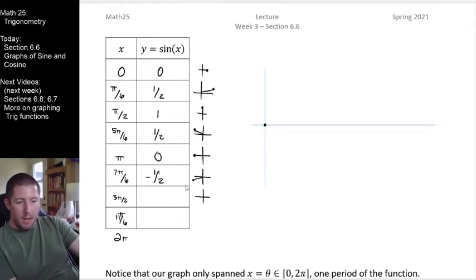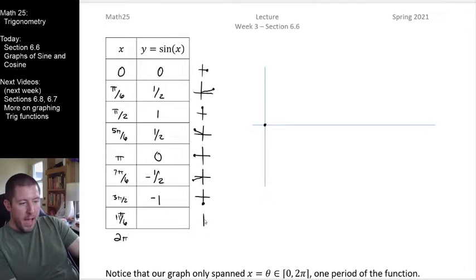Finally, or not finally, but wrapping around still, 3 pi halves. Well, we've got 0 pi halves, 1 pi halves, 2 pi halves, and 3 pi halves. That's our vertical down point. What's the height of that point? Well, it's gone down 1 unit to get to that point right there.